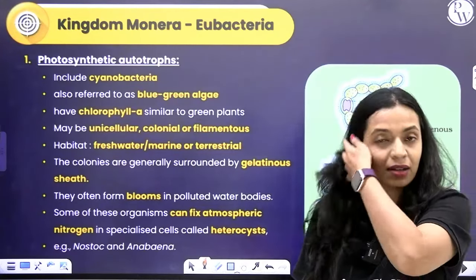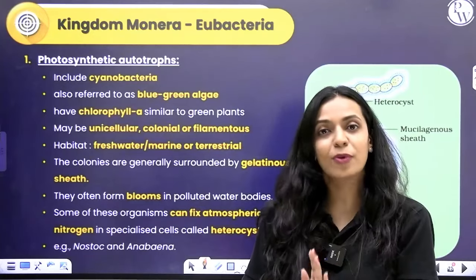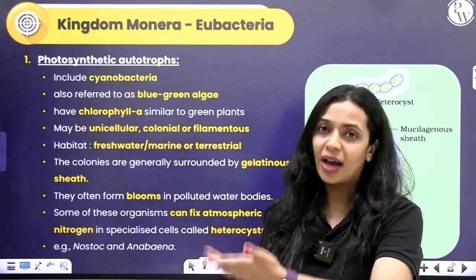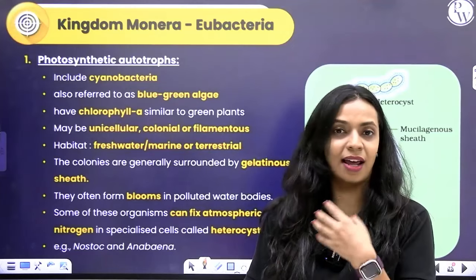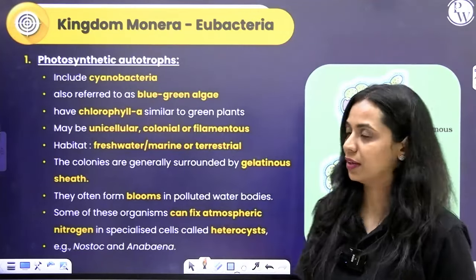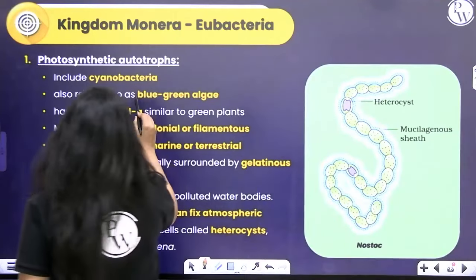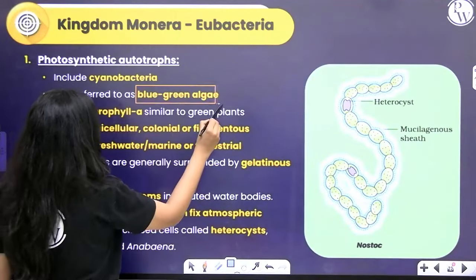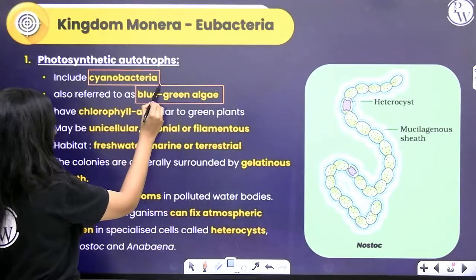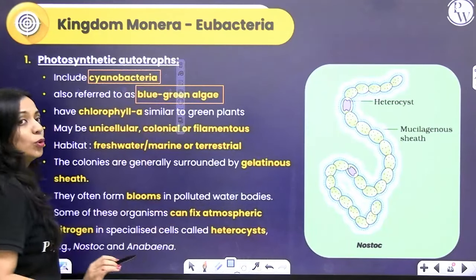So these are photosynthetic, they are photoautotrophic. They perform photosynthesis very similar to how higher plants perform photosynthesis. They will trap the energy present in the sunlight, convert it into glucose and all of that. Okay. So these are also called blue-green algae. You know what cyan means, right? What color is cyan? Cyan is blue-green color. Cyanobacteria are called so because of its color. Okay, so these are also called blue-green algae.